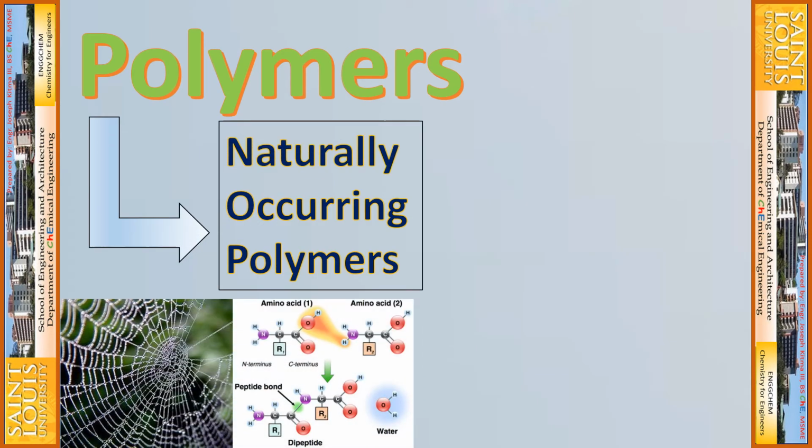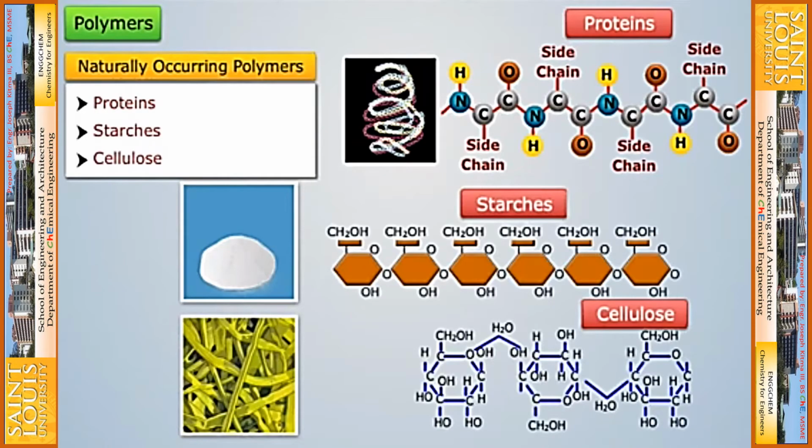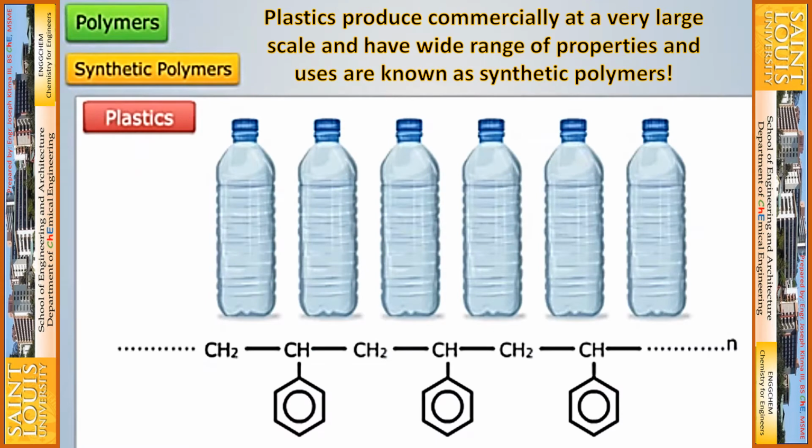Polymers can be naturally occurring. Polymers also can be manufactured synthetically. Polymers can have proteins, starches, and cellulose, which are naturally occurring polymers. Plastics produced commercially at a very large scale and have a wide range of properties and uses are known as synthetic polymers.